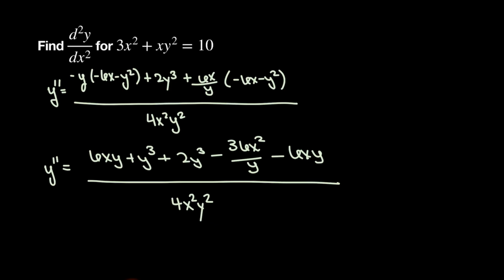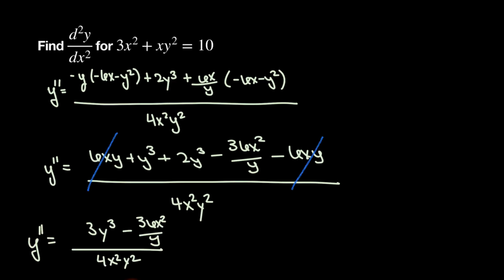All right, I think we should do one more thing. This is a complex fraction, so I am going to simplify my complex fraction. I want to get rid of this y, this little fraction within the fraction. Before we do that, though, it does look like we have some like terms, so we might as well combine them. The 6xy minus 6xy, those add up to 0. y cubed plus 2y cubed is 3y cubed. Okay, so 3y cubed minus 36x squared over y, all over 4x squared y squared.